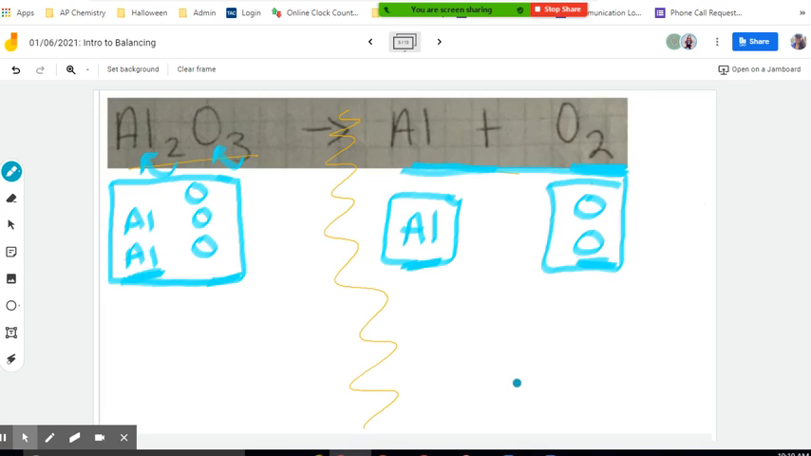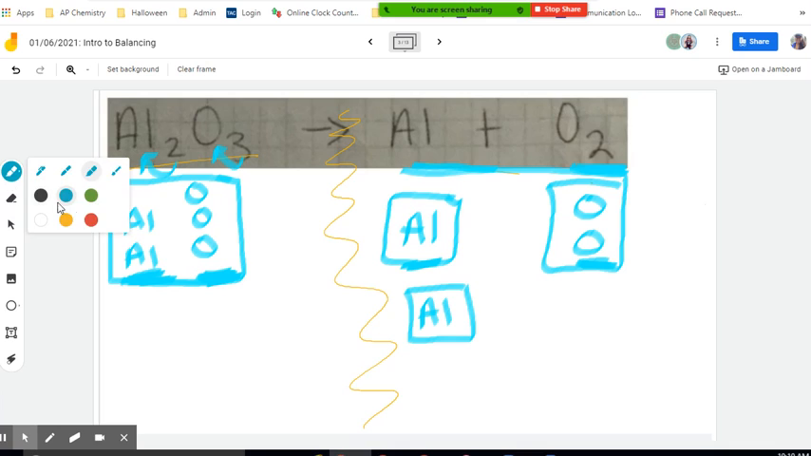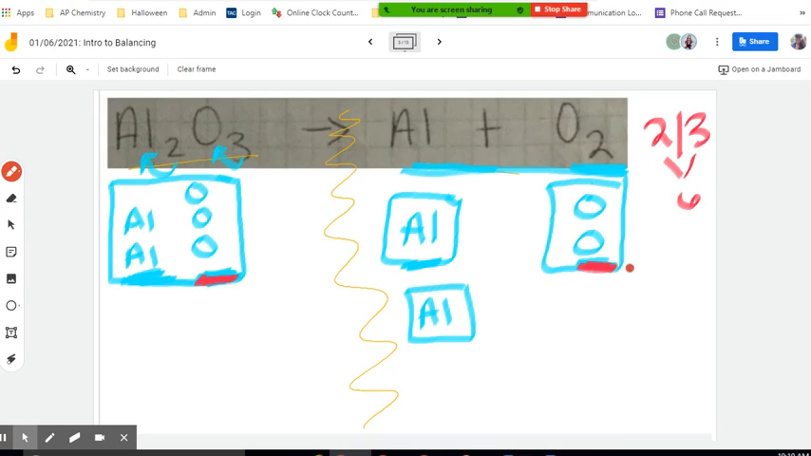So we can say, okay, well, I have 2 aluminum. So let me draw in another aluminum, right? So now I have 2, I have 2. Over here, I'm going to look at my oxygens, and I have 3 on this side. Let me change my color. So I have 3 oxygens on this side, but only 2 on this side. So just like we saw in the last thing, 2 and 3 is a nice ratio because 2 and 3 tells me that I can go to 6, right? We can say 6, okay?